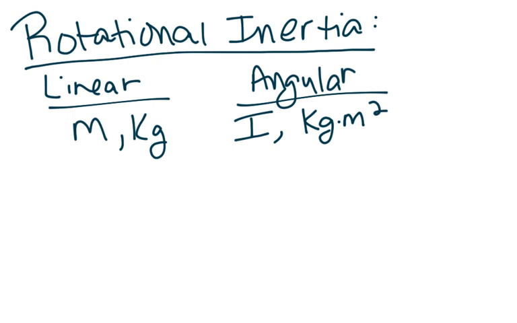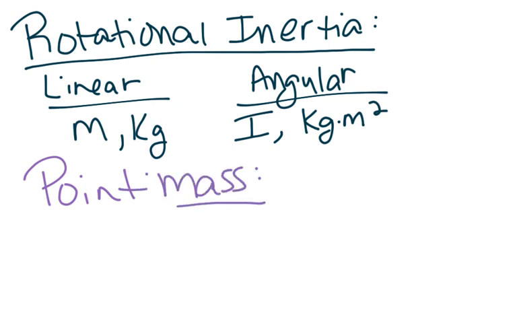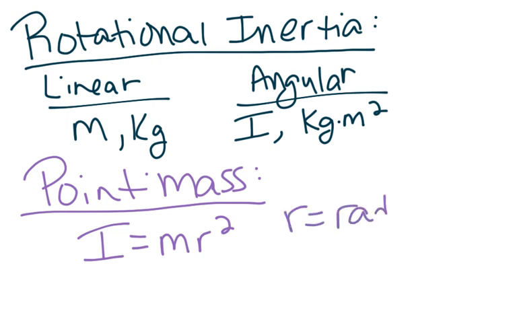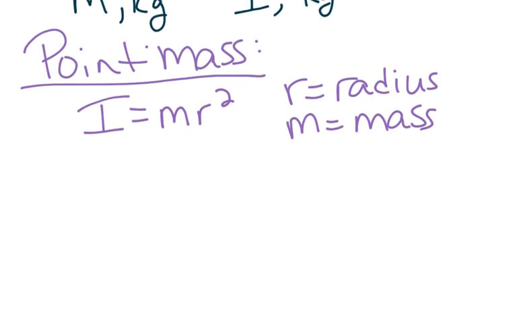For a point mass, we have an equation for rotational inertia. A point mass is basically any object with uniform mass. So a meter stick would be a good example of something we could make into a point mass. The equation for that is rotational inertia is equal to the mass times the radius squared. So R is radius and M is mass. Again, I mentioned before that rotational inertia is dependent upon not only an object's mass, but its radius also.